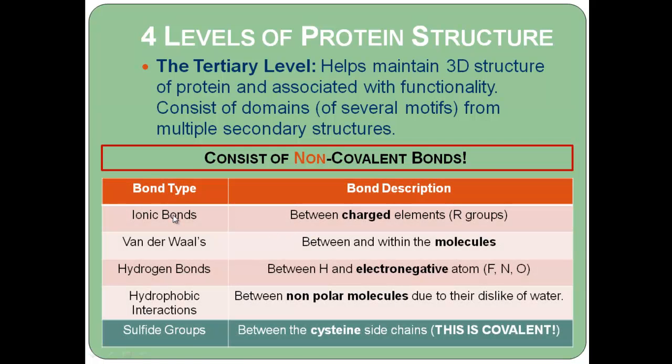A brief review on non-covalent bonds that are involved in protein structure are ionic bonds between charged elements, van der Waals bonds between and within the molecules, hydrogen bonds similar to the ones in the secondary structure, and finally hydrophobic interactions between nonpolar molecules due to their phobicity of water. Disulfide bridges or sulfur bonds are commonly found when describing the tertiary level of protein structure. These are actually covalent bonds and they function to help reinforce the 3D structure of protein folding. These are between the cysteine side chains in an amino acid.